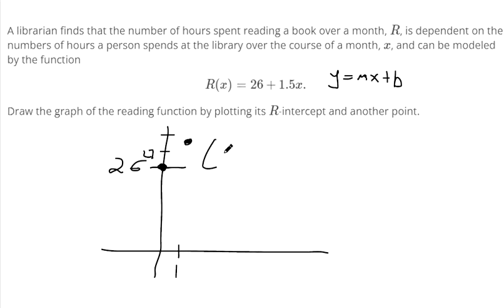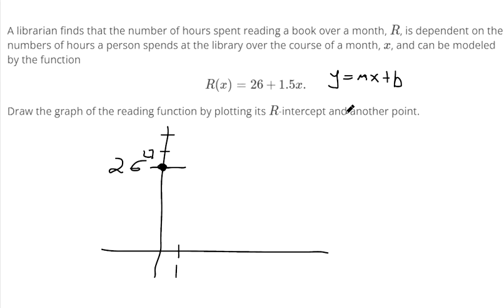That's 1, 27.5. And again, I got that point because the y-intercept starts at x equals 0. A slope of 1.5 means you go up 1.5 and to the right 1, just like what the slope meant back when we were doing algebra.